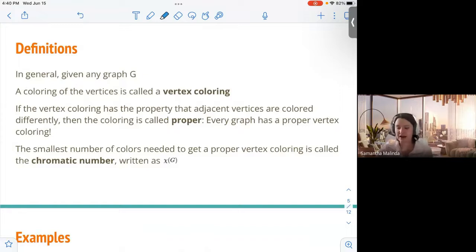All right, so let's talk about some definitions and some words that we would use in this scenario. So given any graph, graph G if you want to call it, a coloring of the vertices is called a vertex coloring.